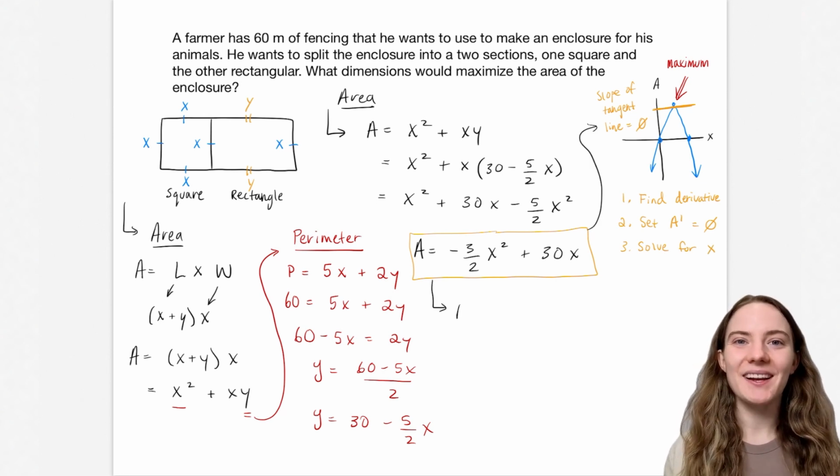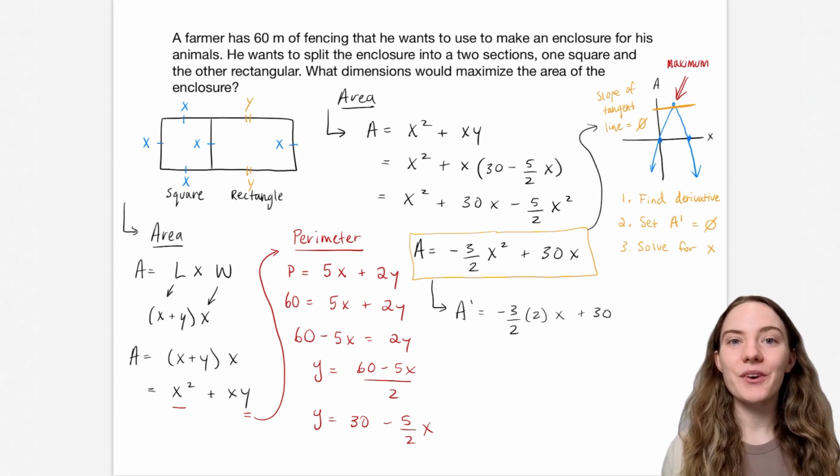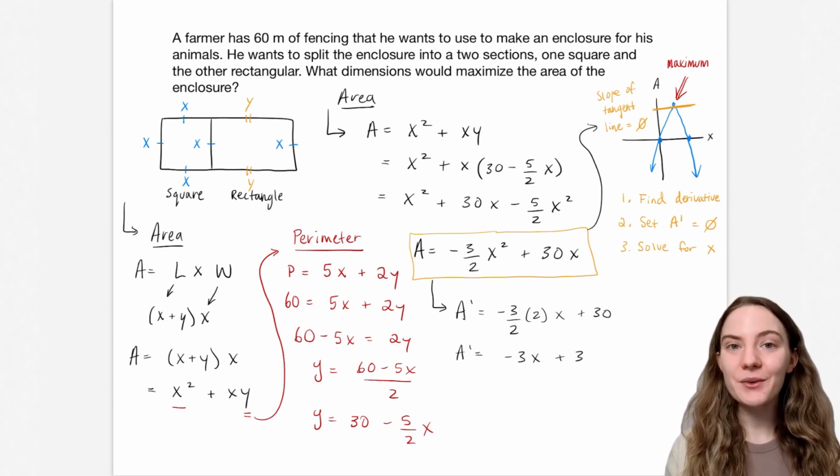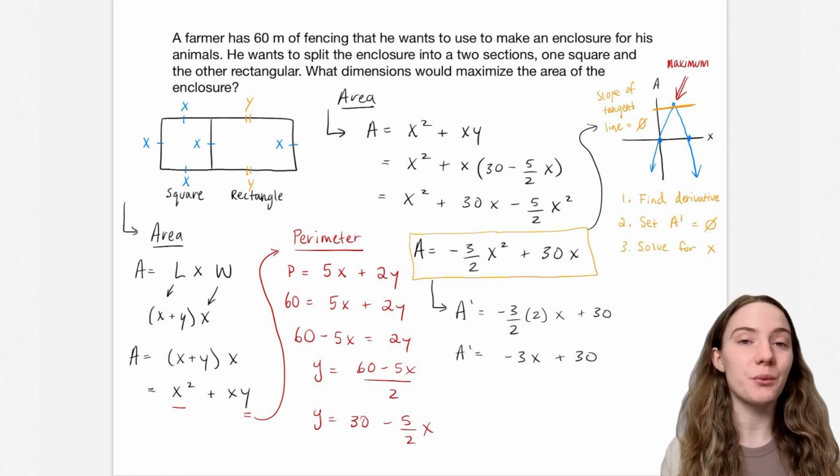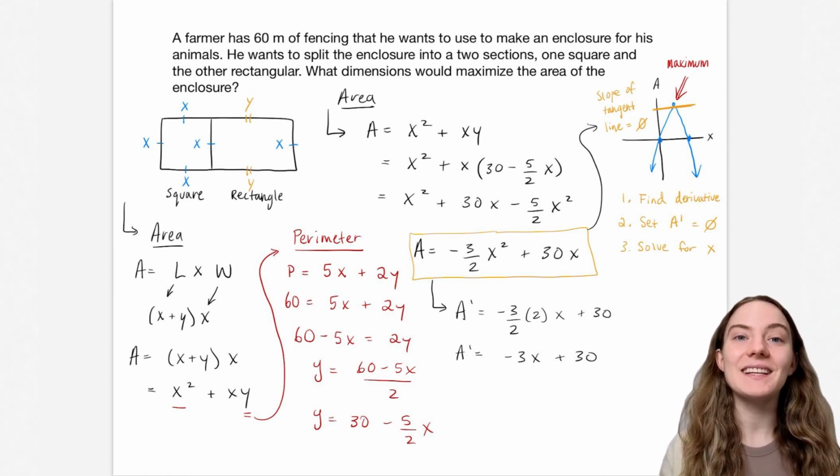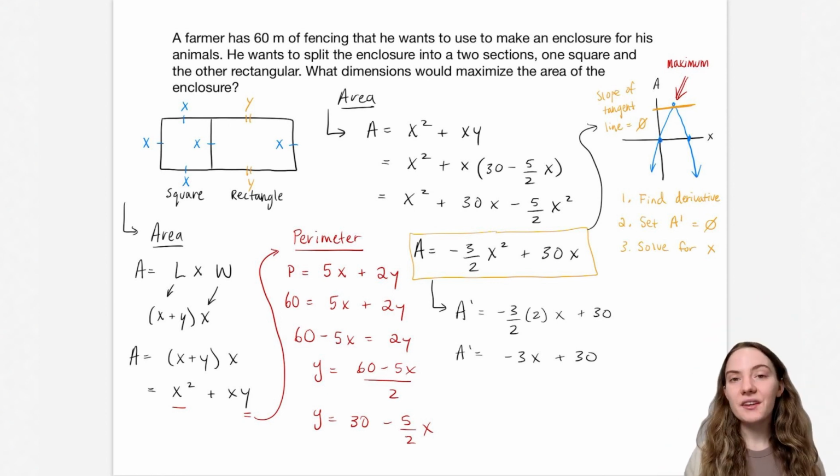So let's do that. Looking at our area equation, we are going to find the derivative of this quadratic. In order to do this, you will need to use the power rule. And when you do that, you should find that the derivative of our area is negative 3x plus 30. This equation represents the slope of the tangent line.